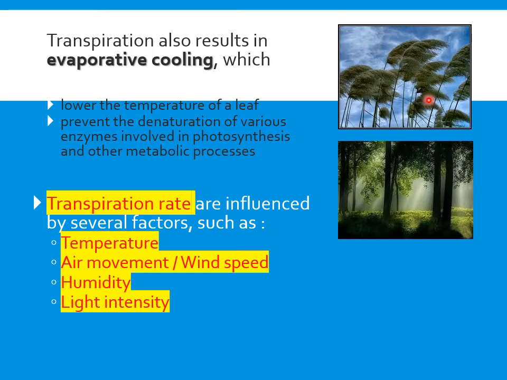So transpiration here is very, very important. Okay. It also results in evaporative cooling, which will lower the temperature and at the same time will prevent the degeneration of the enzymes involved in photosynthesis. So transpiration rate is influenced by 4 important factors, which are temperature, air movement or wind speed, humidity, as well as light intensity. Now, bear in mind, in exams, do not put the word light only. Potong markah, kena tambah sikit intensity.